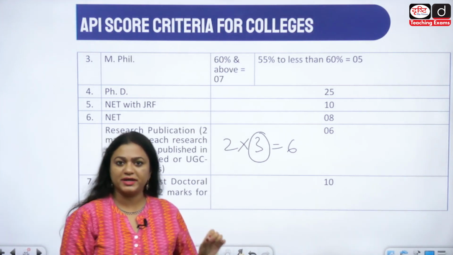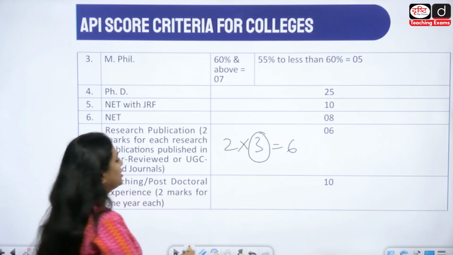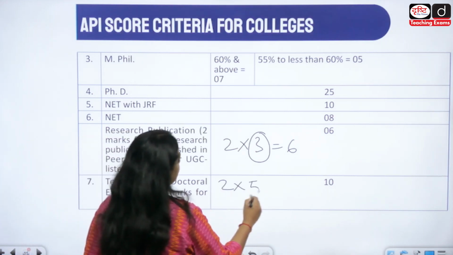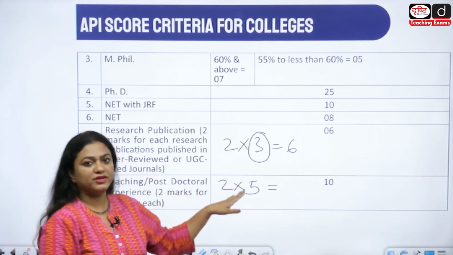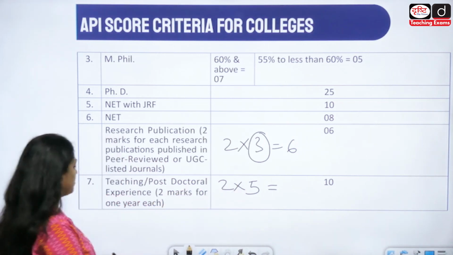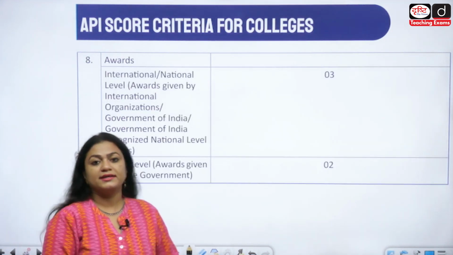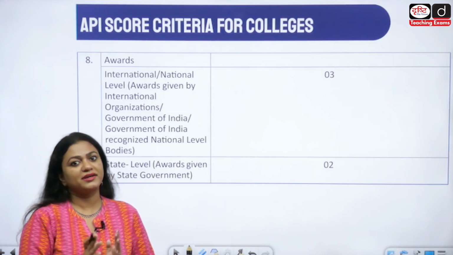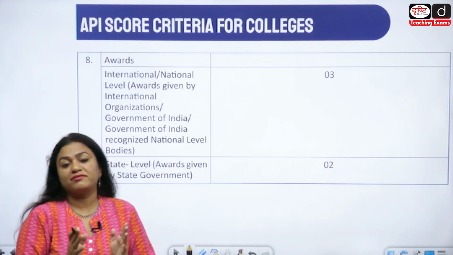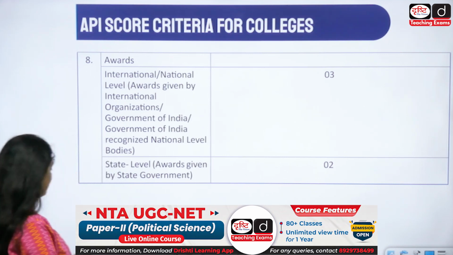Then comes your teaching and postdoctoral experience. For each year, you will be getting 2 marks and the maximum score is 10. It means that you can add up to 5 years of your experience here. Now next is the awards category. If you have earned an international or a national award, you will be getting 3 marks. If you have earned a state level award, you will be getting 2 marks.